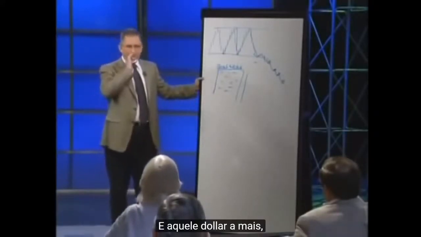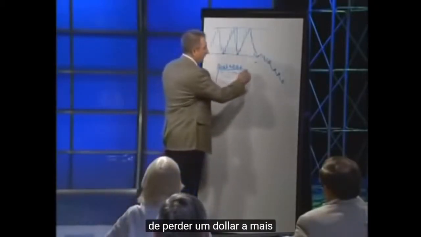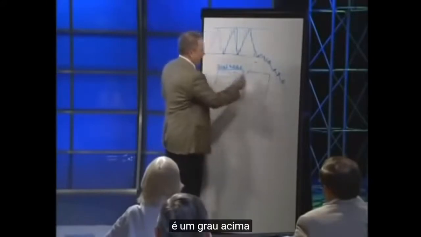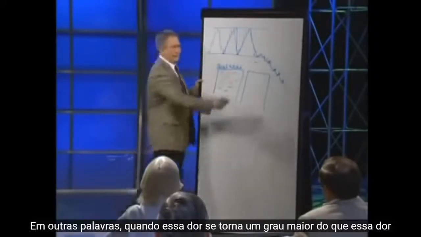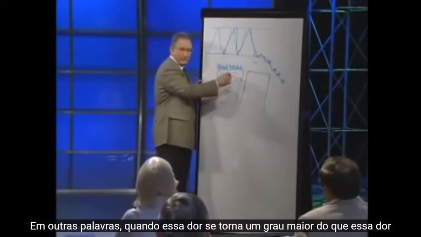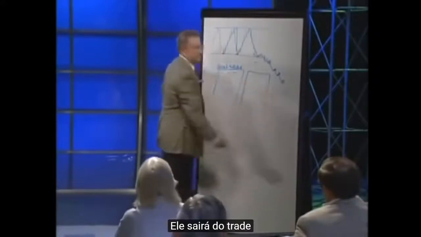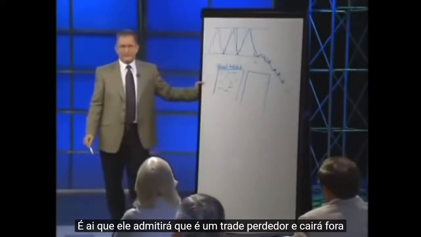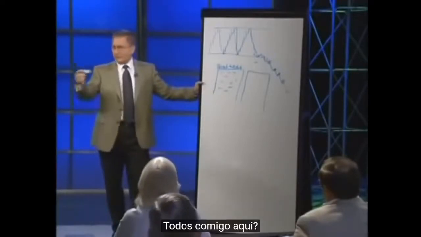And that one more dollar, in essence, is when the pain of losing one more dollar is 1 degree greater than the pain of admitting that he's wrong. In other words, when this pain is greater than that pain by 1 degree, he'll get out of the trade. That's when he'll admit that it's a losing trade and get out. You guys with me on this?